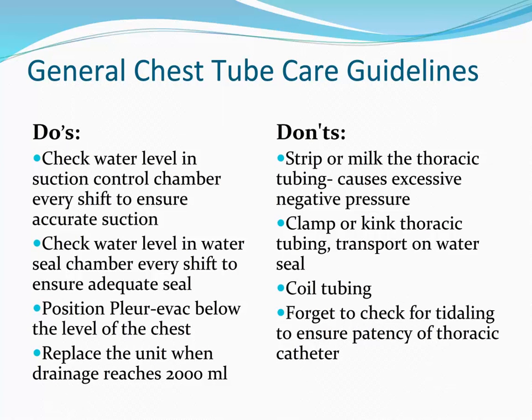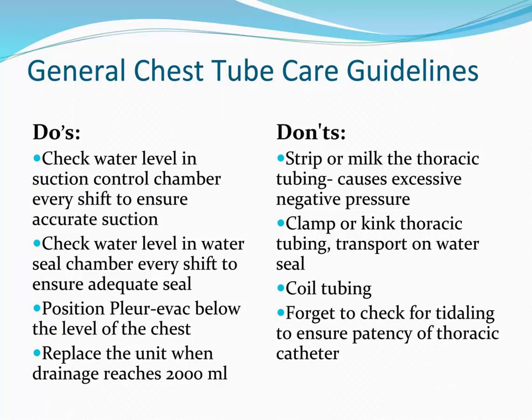Now let's go over some do's and don'ts for chest tube care. Let's start with do's. Check the water level in the suction control chamber every shift. Do this by pinching the tubing to stop the rolling bubble and make sure that the water level is at the prescribed suction amount, typically 20 centimeters. If not, just top it off. This is important as water will evaporate over time, and the more vigorous the bubbling in a chamber, the faster it evaporates. If the level drops, you will have a reduction in applied suction.